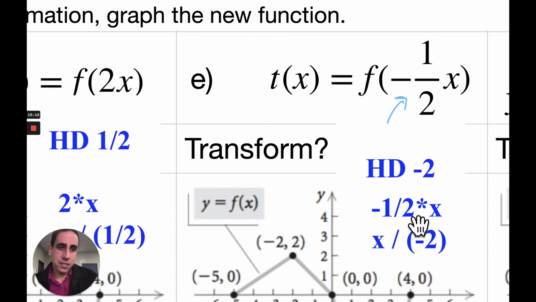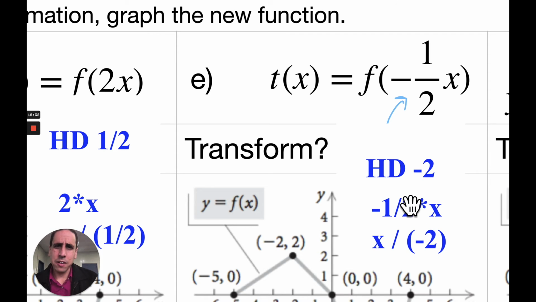So I can change this multiplication to division just by taking the reciprocal. The reciprocal of -1/2, flip it upside down, is going to be -2/1, or just -2. So -1/2 x is the same thing as x divided by -2. That means we're going to have a horizontal dilation of -2.